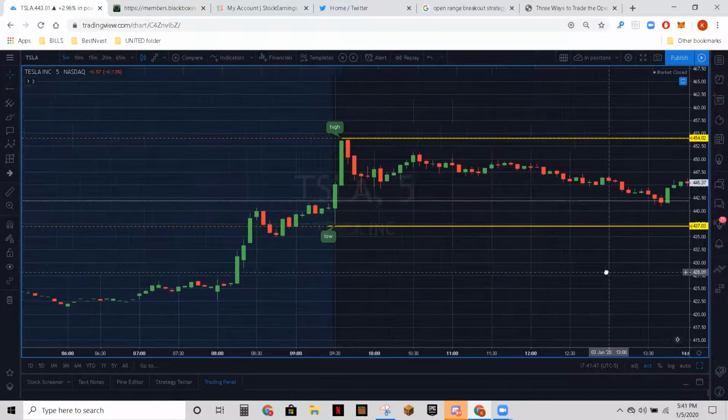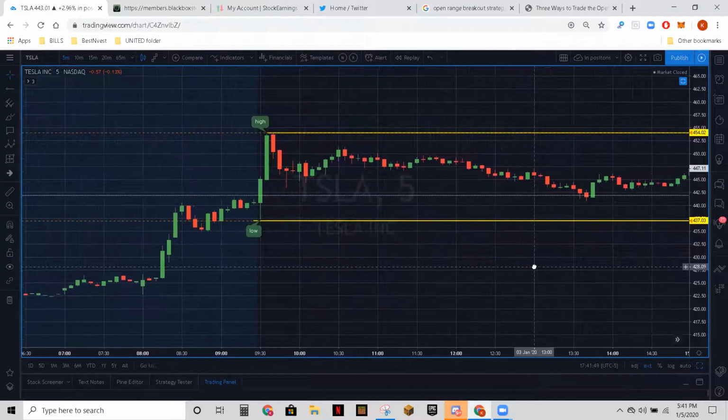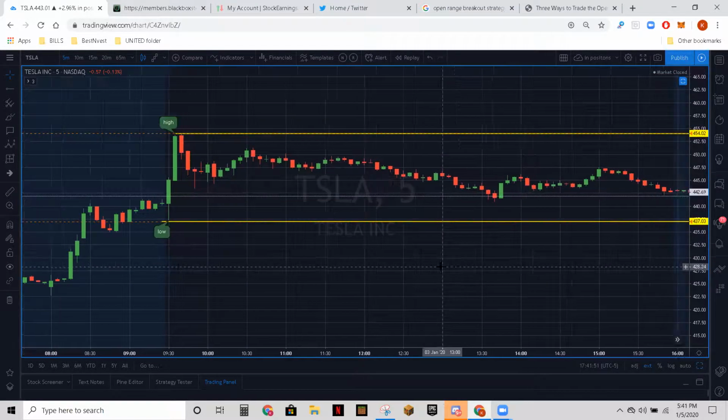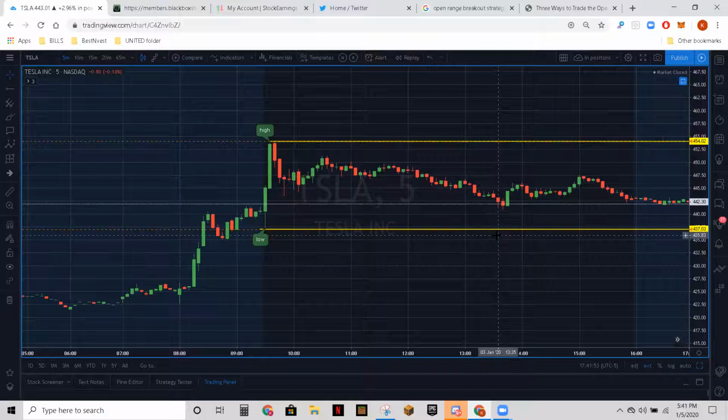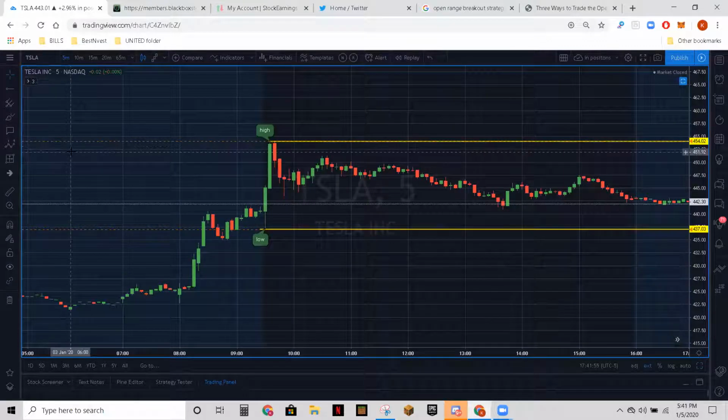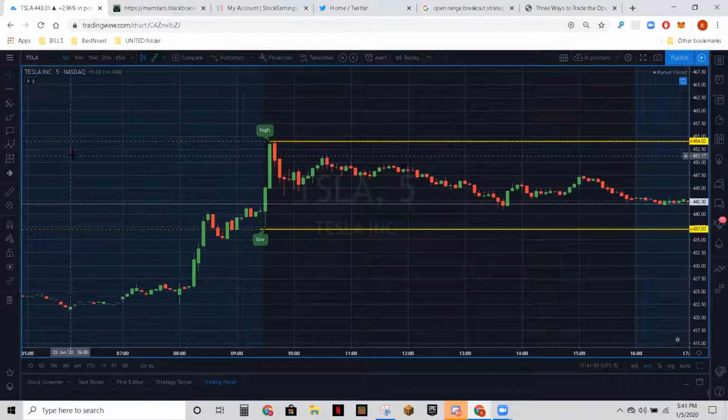You don't want something moving sideways like this. There's not really anything going on. See, and then it closes. So in this particular position with Tesla, I would never even have entered. We got no real good price action here.